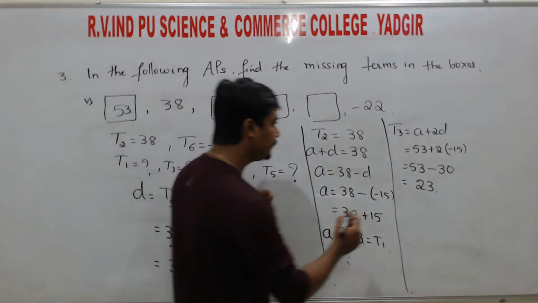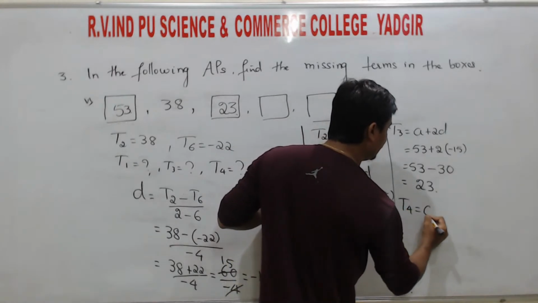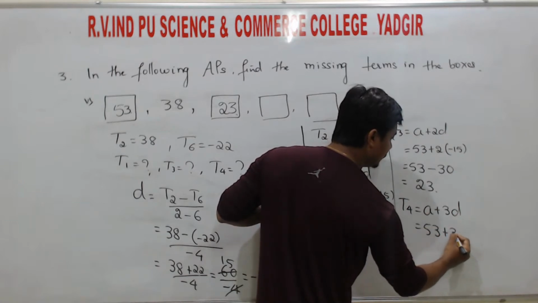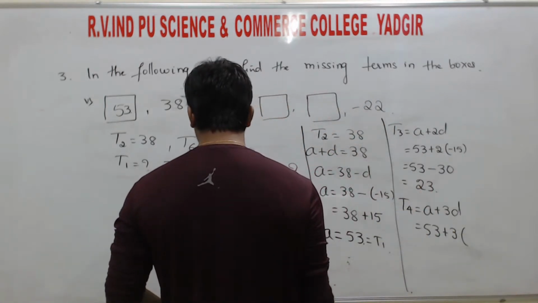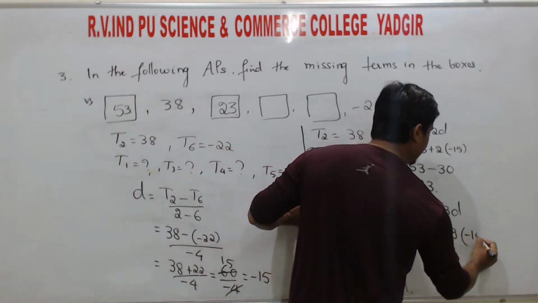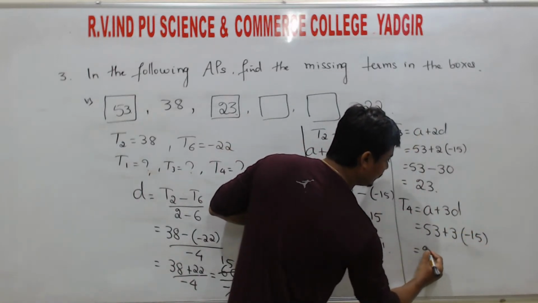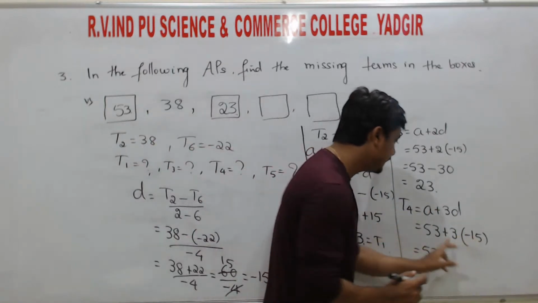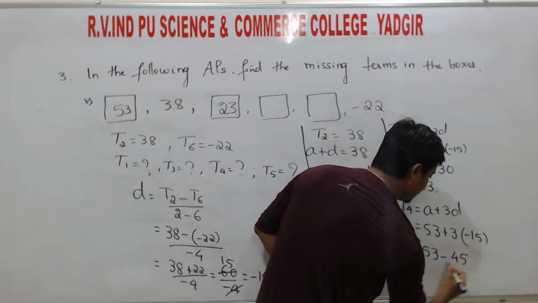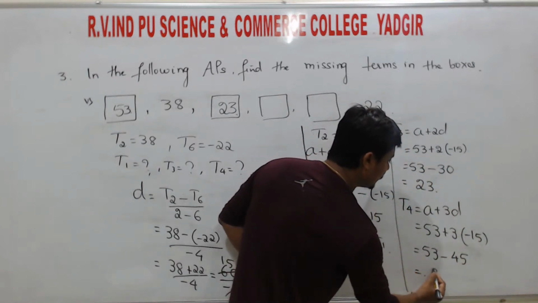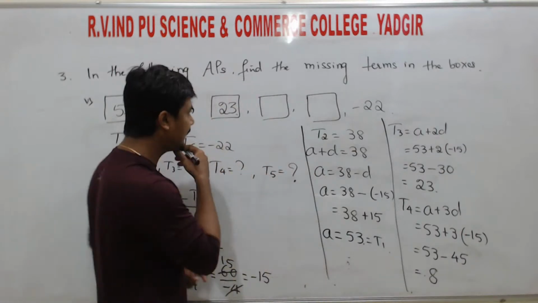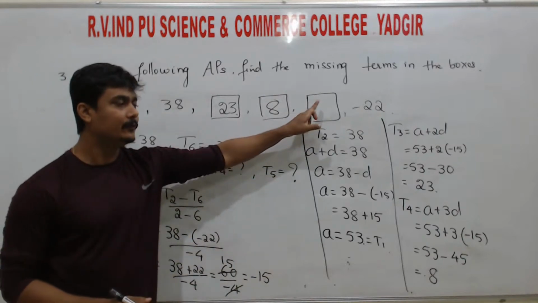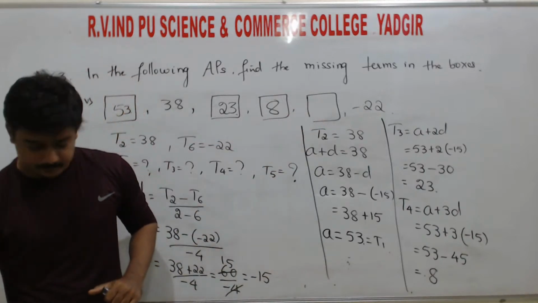Next, I want T4. What is the T4 formula? a plus 3d. We know a value as 53 plus 3 into what is the d value? D value is minus 15. So this is 53 plus into minus, minus 15, 3s are 45. So this comes to be 8. Right? So here the missing term is 8. So what else we need? We need even our T5.